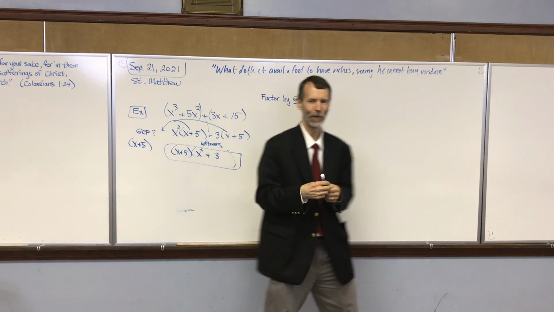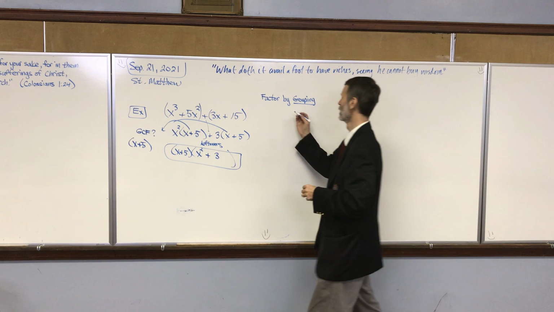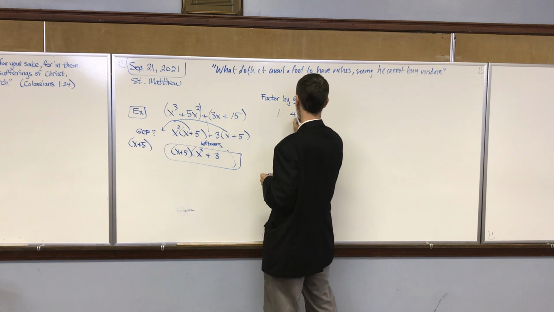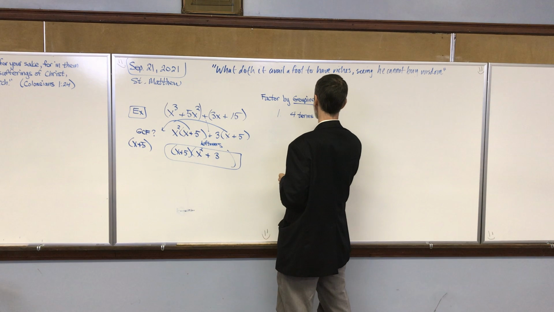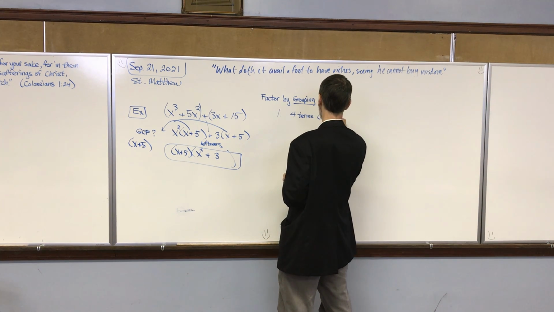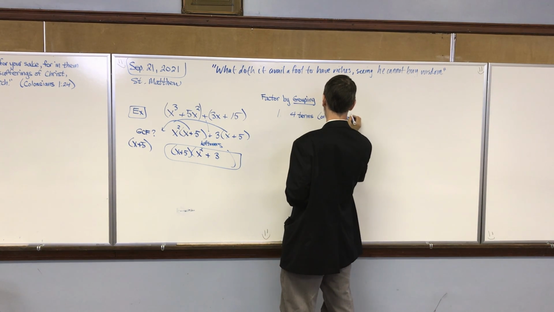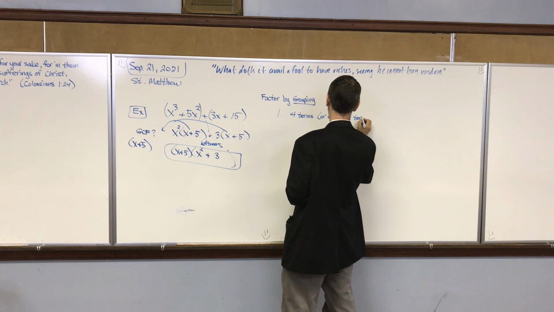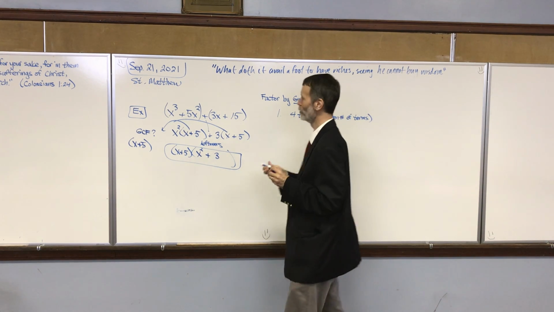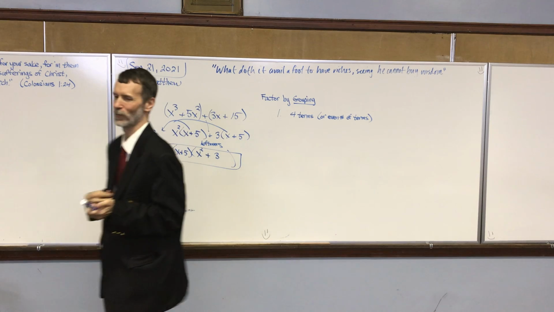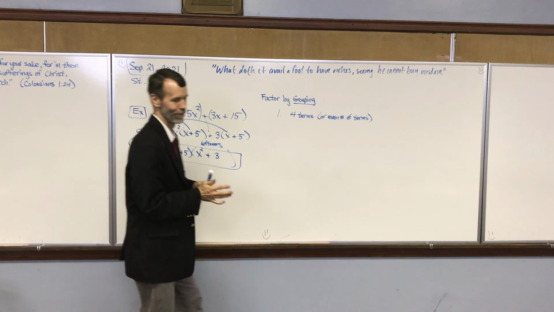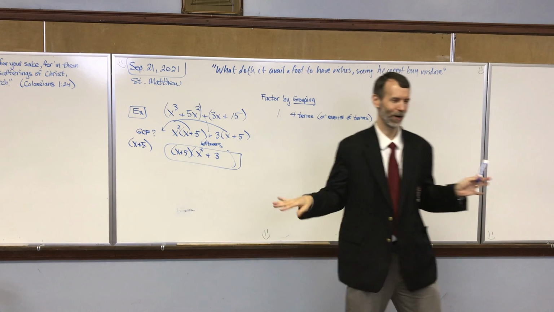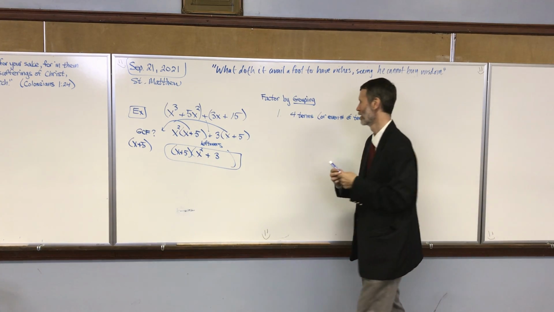When does factor by grouping work? It doesn't always work. First, you have to have 4 terms, or sometimes an even number of terms. I have seen big factor by grouping problems where it's 6 terms or even 8 terms. Usually it's 4 terms. If you have 3 terms, it doesn't work because you can't break them into pairs.